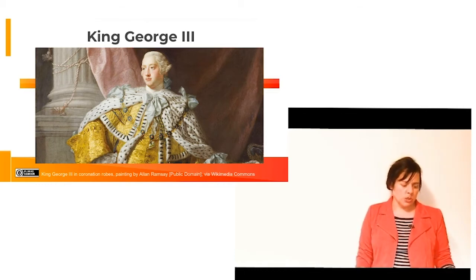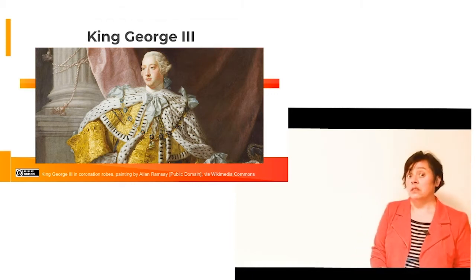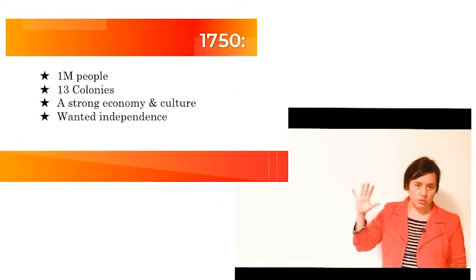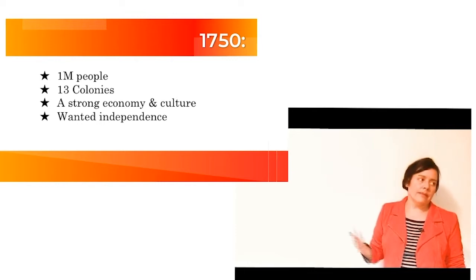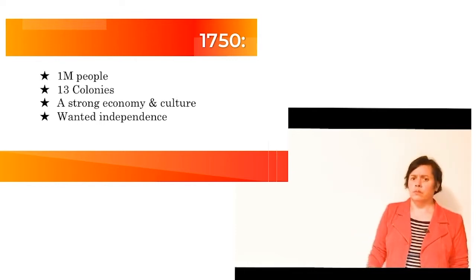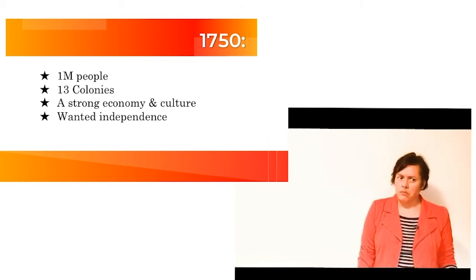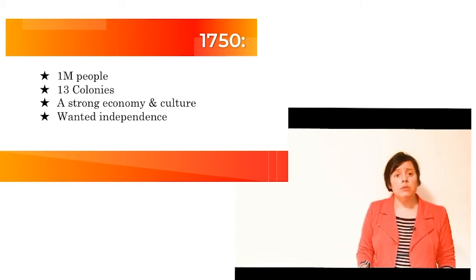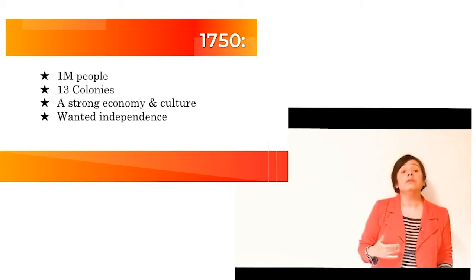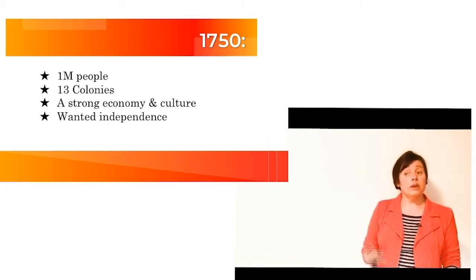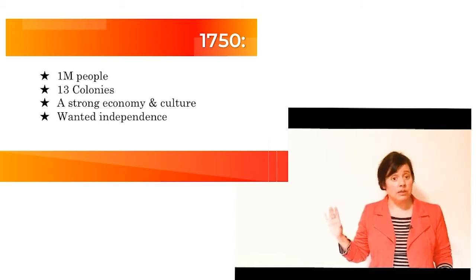But this relationship between the colonies and King George, it wasn't very good. The colonies, by the year 1750, they were doing really well. There were around 1 million people living in 13 different colonies. And by this time, they had their own culture. They had a strong economy, as we've heard. And they decided, well, we don't want to pay taxes to England. We want to be independent. We want to be free. So they told the king, we are going to leave England. We're going to be an independent country.